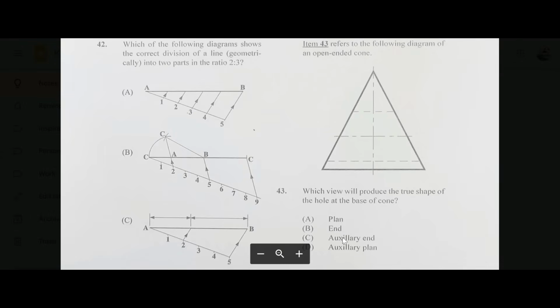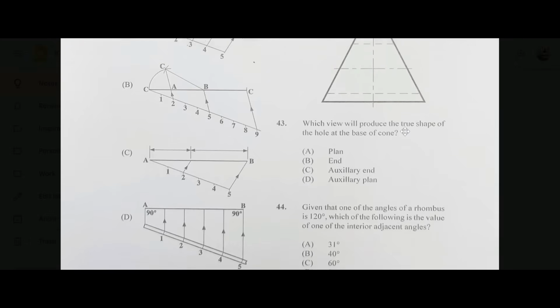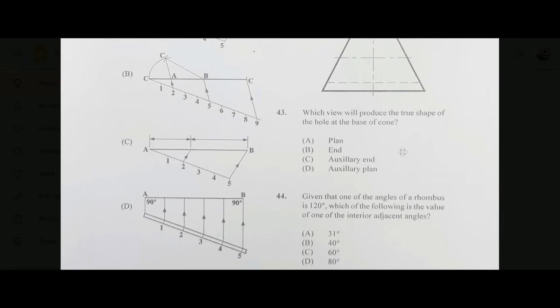None of the end views will do that, and the auxiliary plan will be at an angle and will not give you the true shape. So the answer is A, plan.